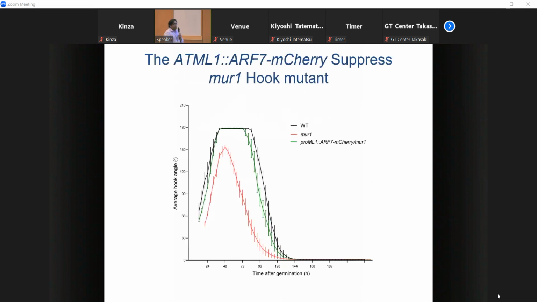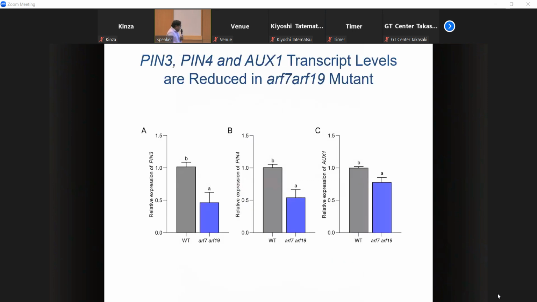So next, because we know that ARF7, ARF19 expression goes down in mur1 mutants, we increased the expression of ARF7 in epidermal cells by using the ATML1 promoter ARF7 line, and as we expected, it rescued the defect. So is this reduction in the expression of PINs due to the reduction in ARF7, ARF19? We checked it and we found that, yeah, it's a mirror image. So basically it is reduced in arf7 arf19.